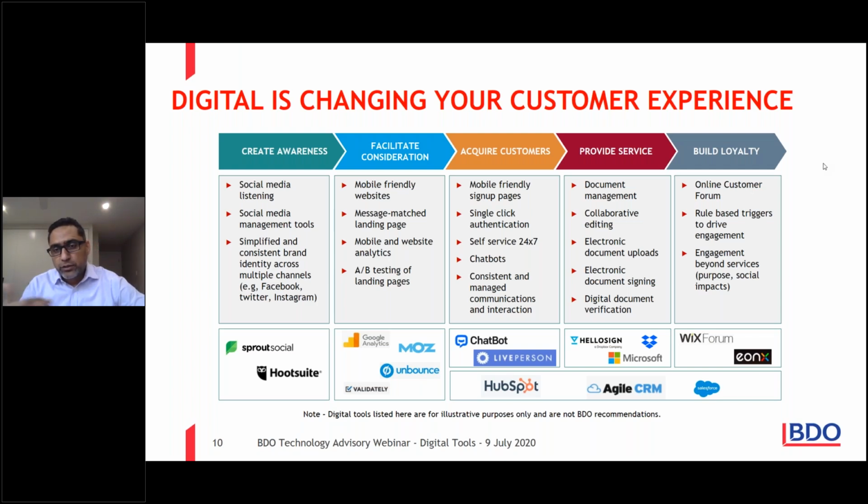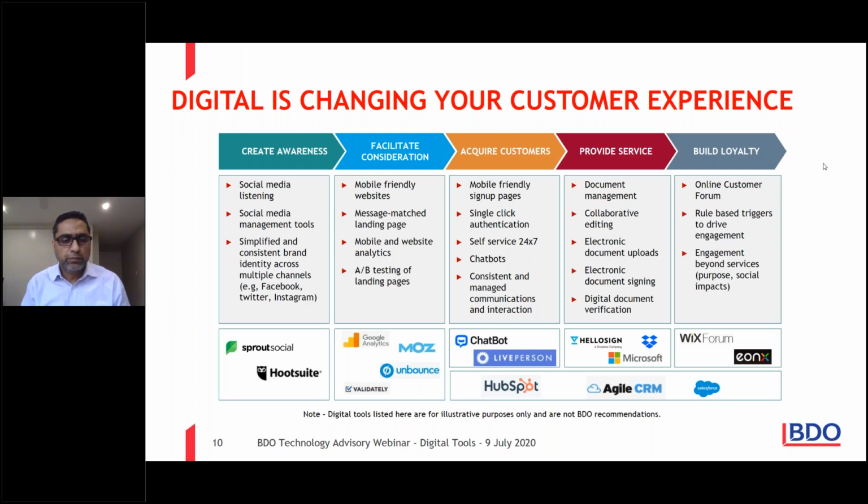And that's around engagement on purpose for what you stand, the social impact that you are creating, or just helping expand that whole connection with the customer. That's where Wix Forums, Yonex, those types of capability are becoming more critical. Now, all the way from acquiring the customers to providing the services and building loyalty, I think the underlying platform around digital customer management or an end-to-end CRM is becoming the backbone of managing that single view of the customer.